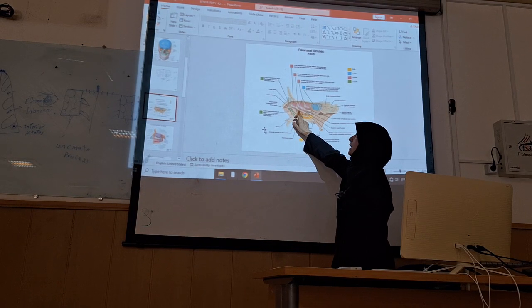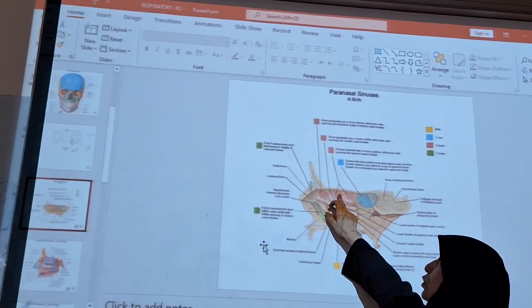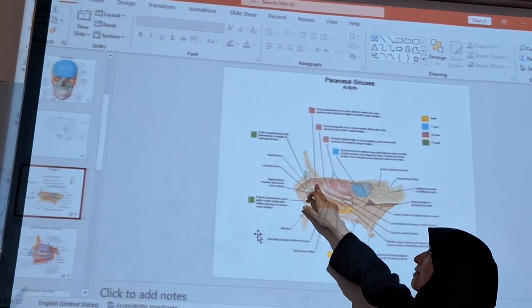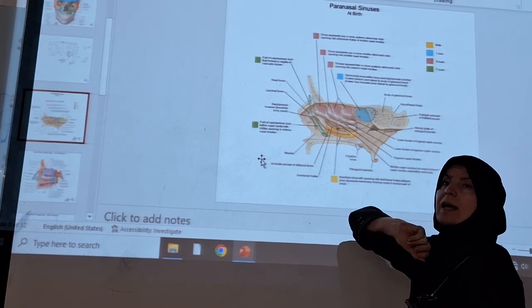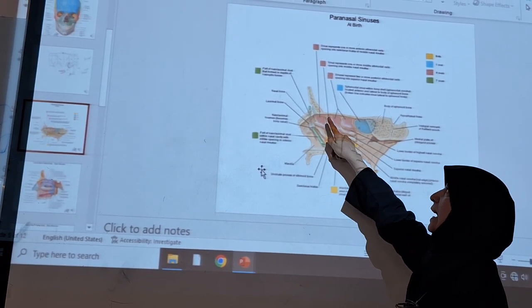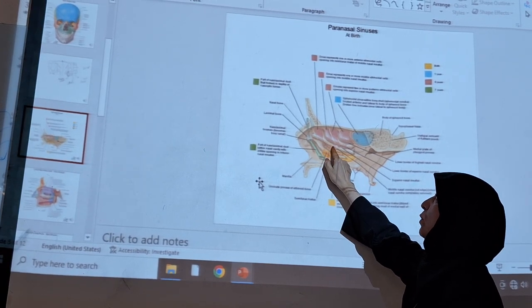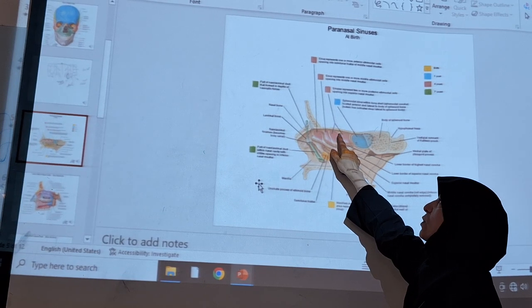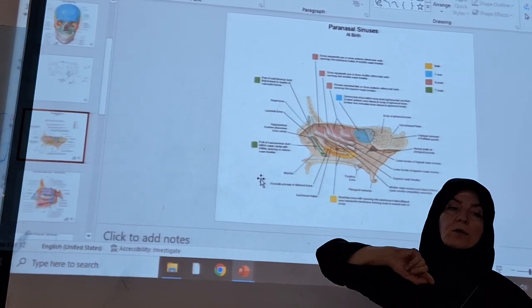Nasolacrimal duct. Here is the middle meatus. Here I am going to show you the three groups of ethmoidal cells: anterior, middle, and posterior. The anterior and middle groups both open in the middle meatus. The posterior cell group opens to the superior meatus.